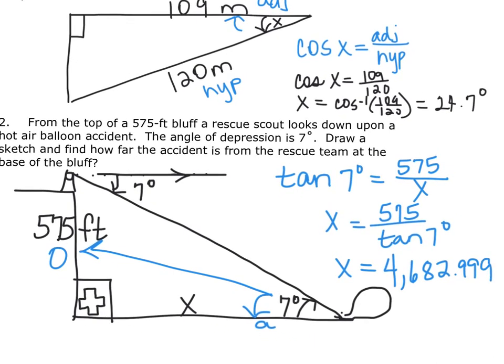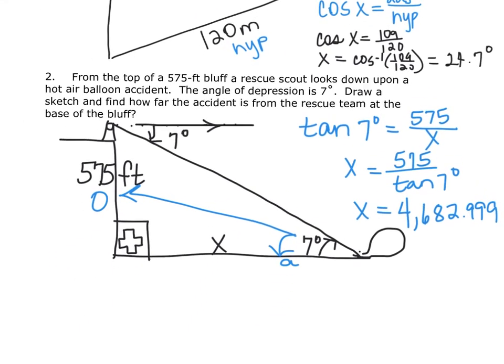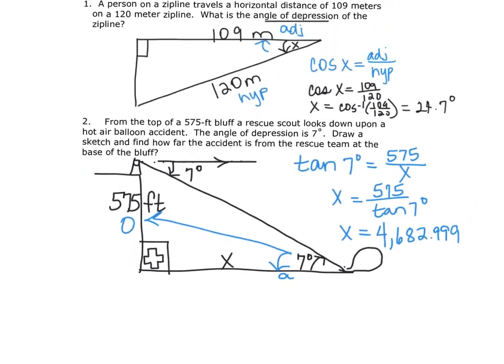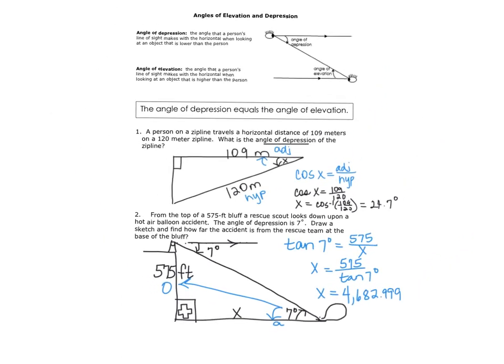And that's in feet. So we've figured out how far our rescue team is. The next thing we want to do is check to see if that is a reasonable answer. If we think about our small 7-degree angle, opposite it is a small number. So if 575 is a small number, then 4,682 is a reasonable answer. So we'll round that to 4,683 feet that the rescue team is from the accident.